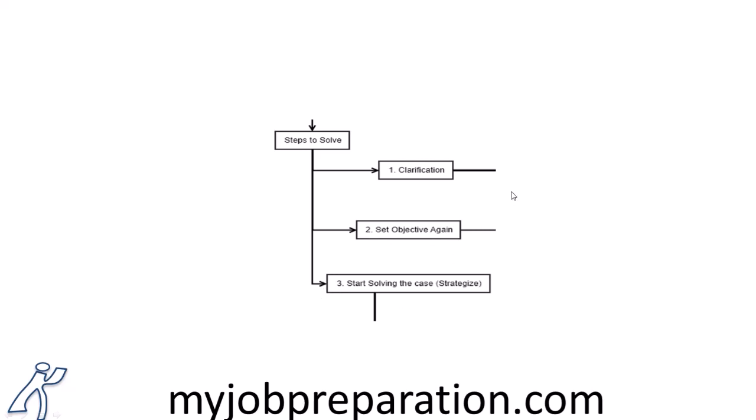This is strategizing. By clarification, I basically mean that when you are presented with a problem, you need to ask certain types of questions of the interviewer so that you can set the objective clearly in your mind and understand what kind of problem you are dealing with. All these questions you are going to ask are basically to categorize the problem in a specific way so that you can attack it at a later stage. But once your clarification is done, then with the new information which you have received from the interviewer, you need to set the objective again to ensure that you are not missing out on anything. And once you have set the objective, then you can start solving the case.